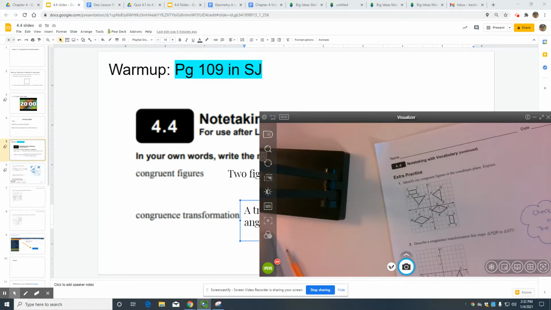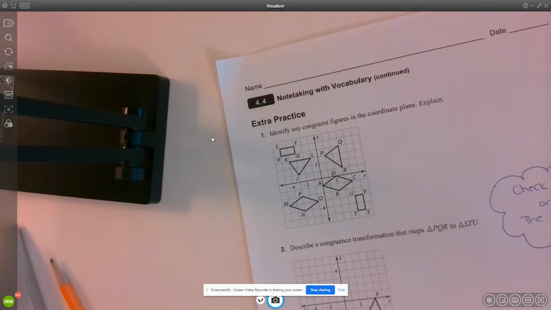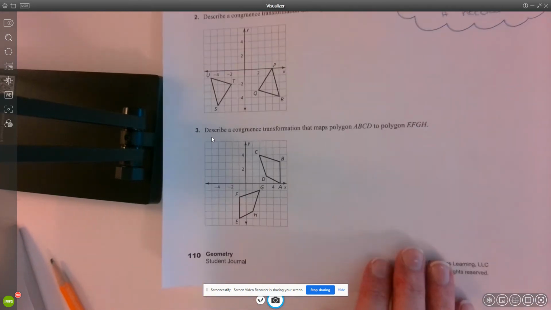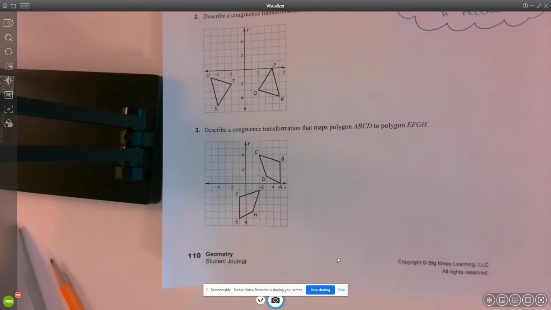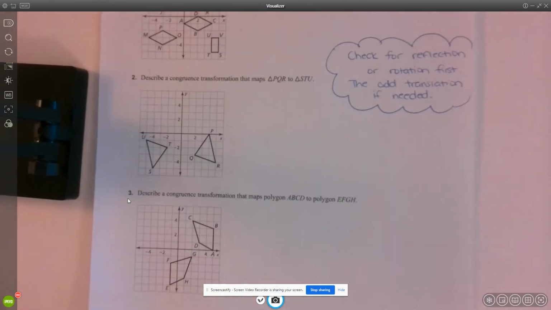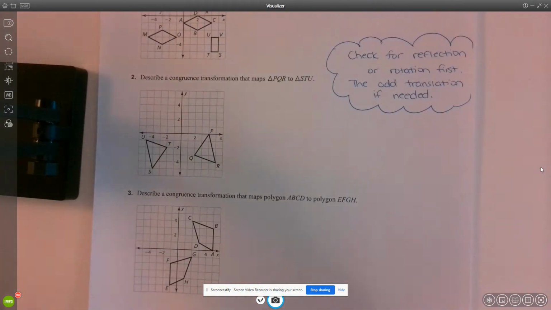So go ahead and get out your student journals. And we're going to go ahead and work on number 2 and 3 on page 110. So in number 2, it says, describe a congruence transformation that maps triangle PQR to triangle STU.